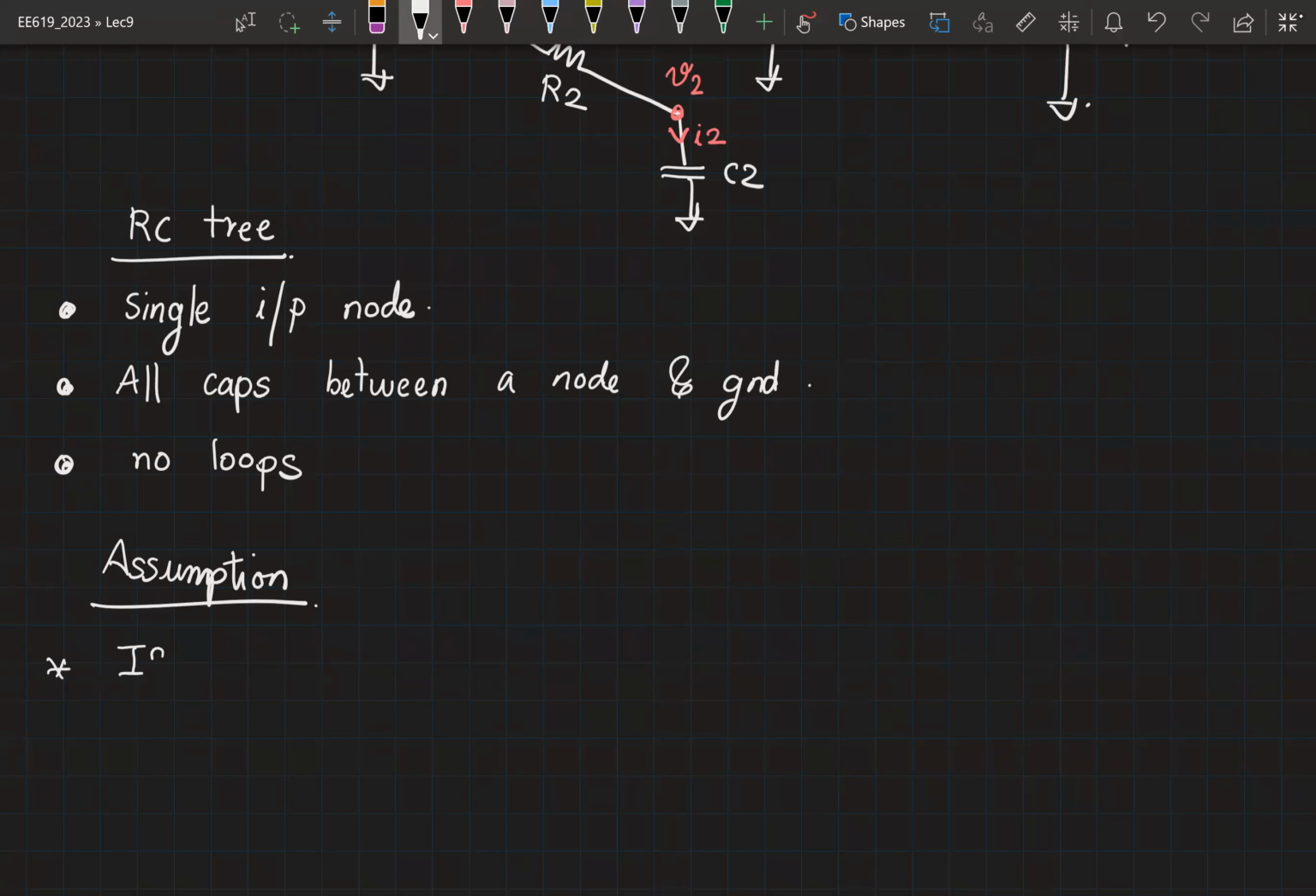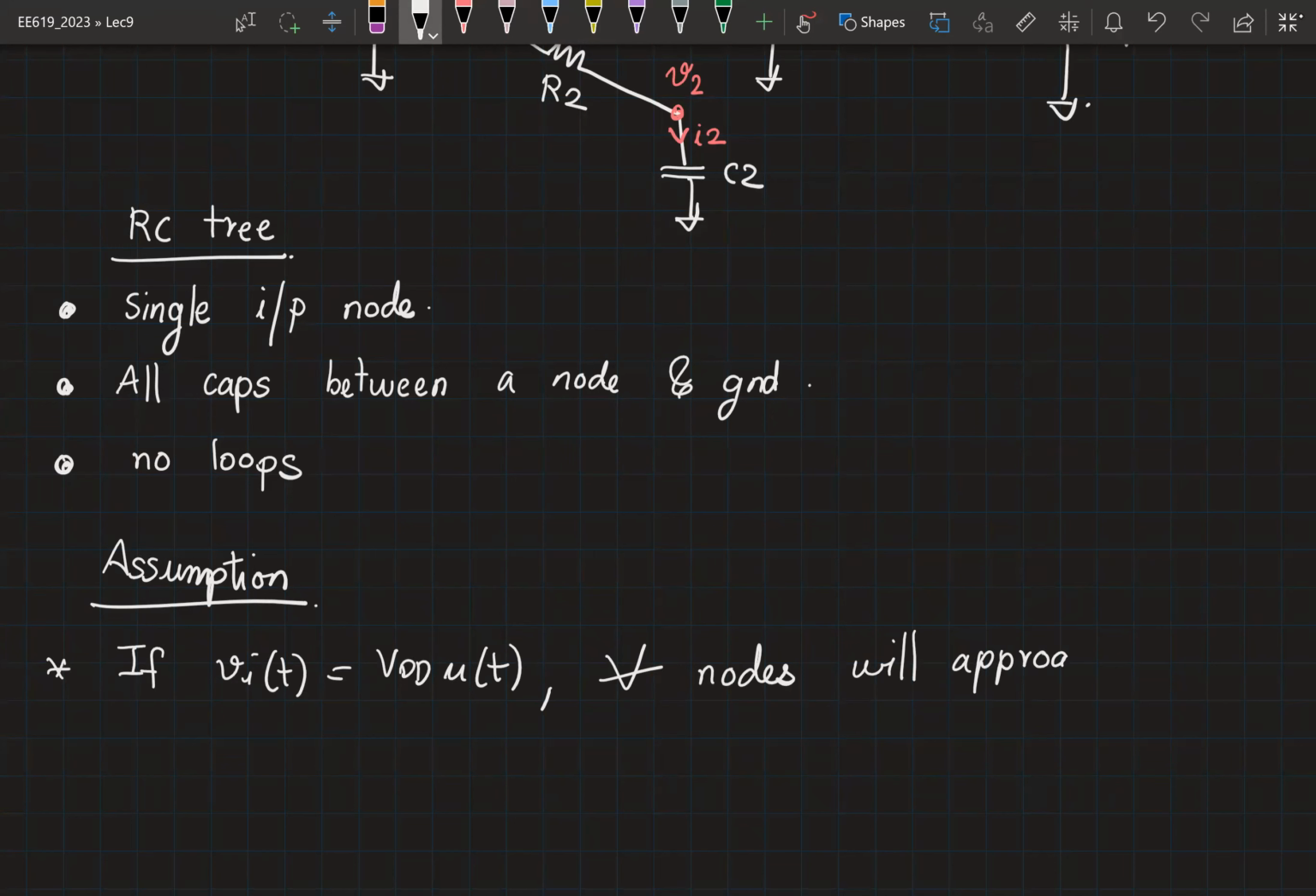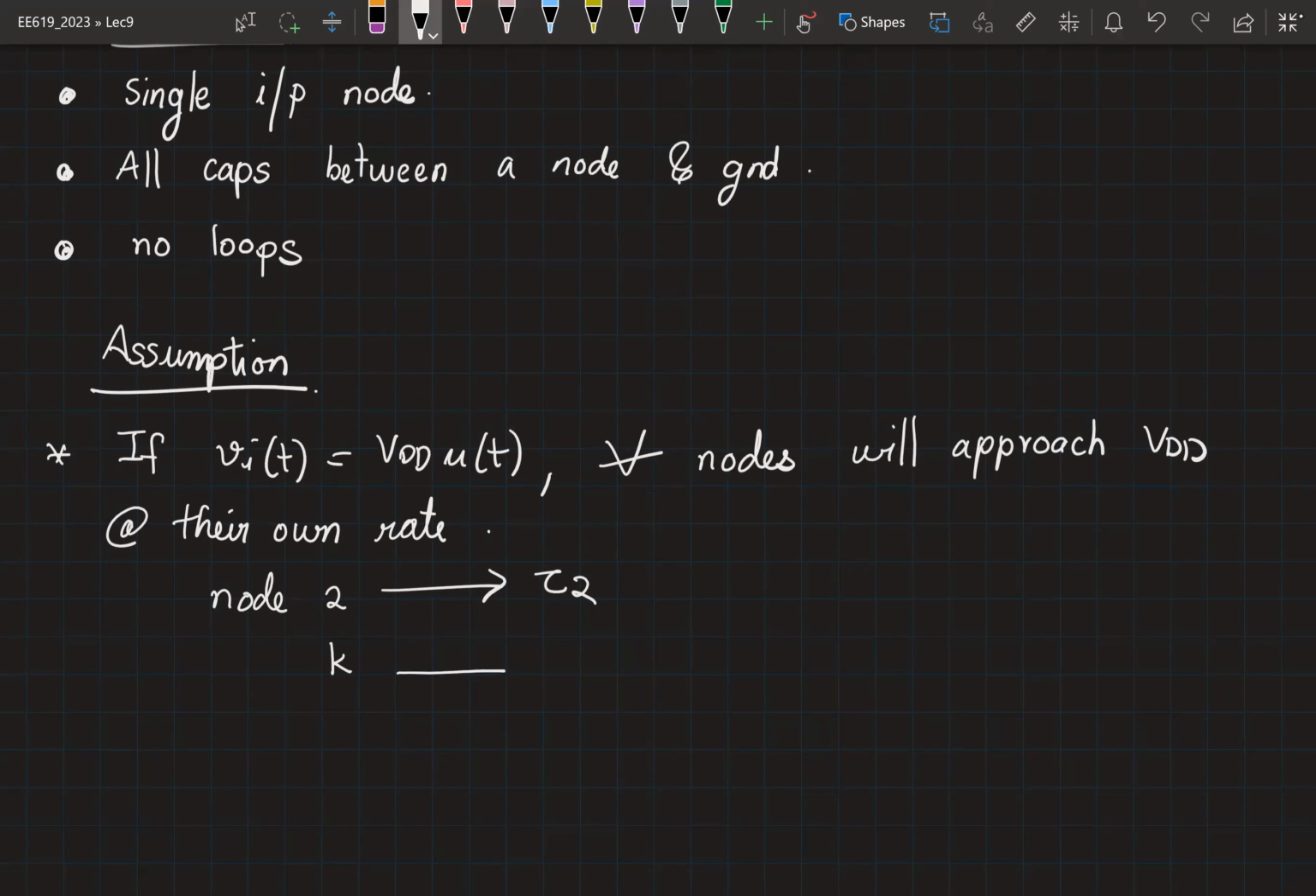If my input Vi of t is equal to VDD into U of t, we say that eventually all the nodes are going to approach VDD, right? So all nodes will approach VDD at their own rate. That is, if I am considering node 2, node 2 will have an associated time constant tau 2. So if I were looking at node K, the rate at which it is going to approach VDD will be different from the rate at which node 2 is going to approach VDD. And we will represent that particular Elmore delay as tau K.